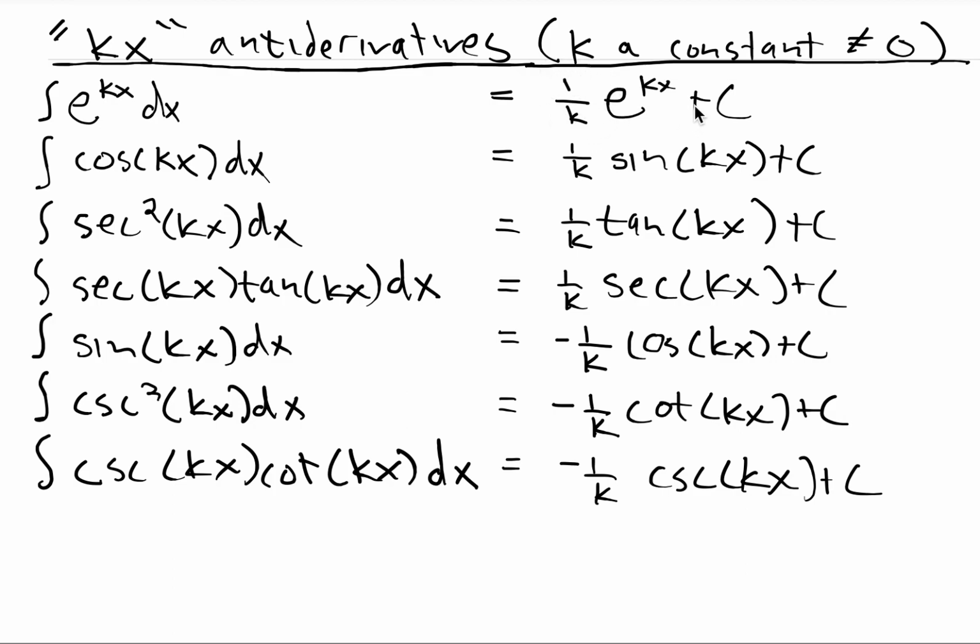If chain rule has us multiplying by k and we're trying to undo chain rule, we want to do the opposite of multiplying by k. We want to divide by k. And the same thing holds for pretty much all these trig functions as well. We just saw one of the cosine ones. It works for all of these other rules as well.